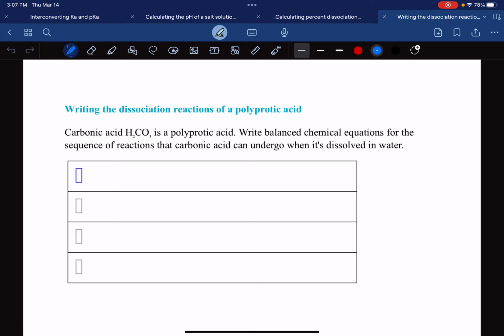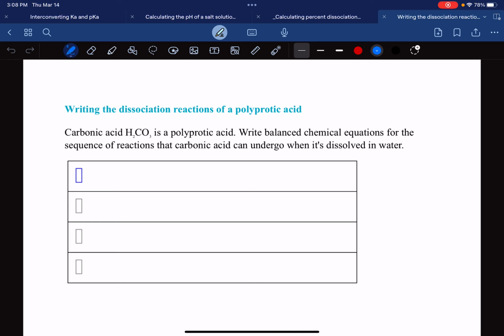pull off. And this is one of the really cool things about understanding that whenever you do a Ka expression, you're throwing an acid into water, and a Kb expression, you're throwing a base into water, is that if you have an acid, you throw it in water, and you see what happens when the water grabs a hydrogen off.